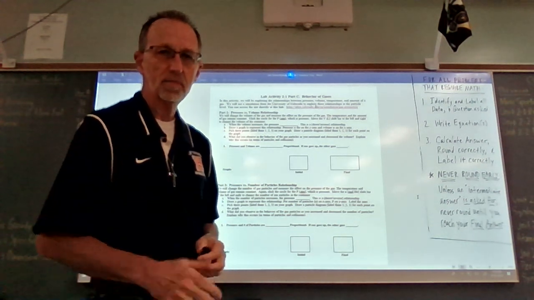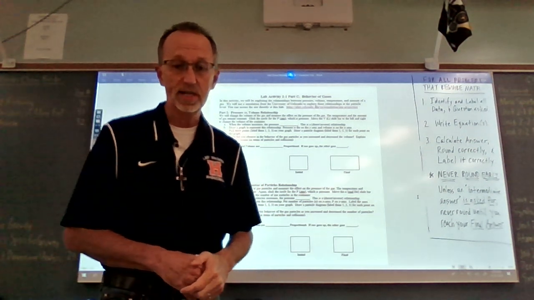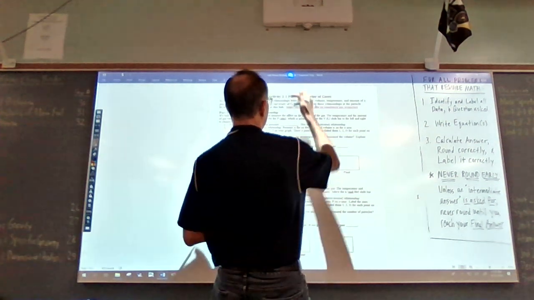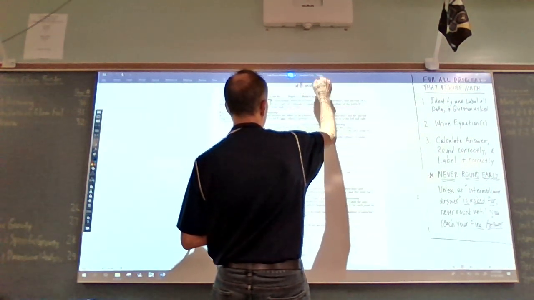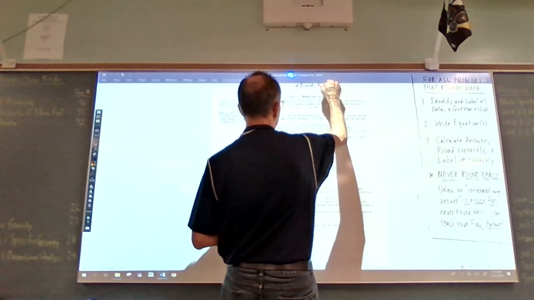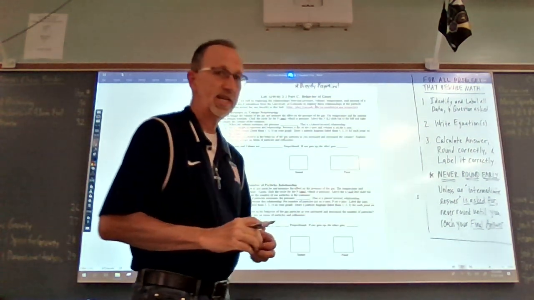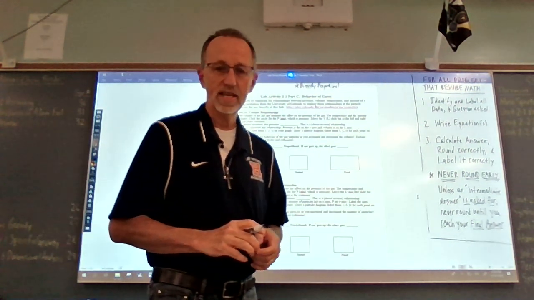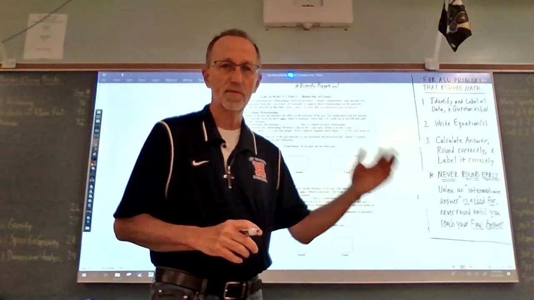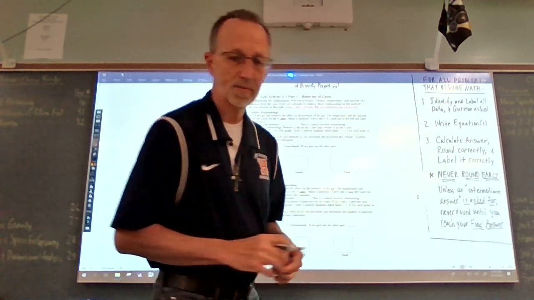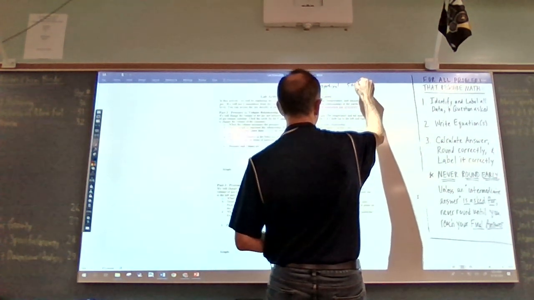First thing I want to remind you is we're going to look at both some direct relationships and some inverse relationships. If two variables are directly proportional, remember that means that the ratio of the two is a constant. Meaning if one goes up, the other goes up by the same amount. If one goes down, the other goes down by the same amount. So whatever one does, the other does the same thing. Same effect.